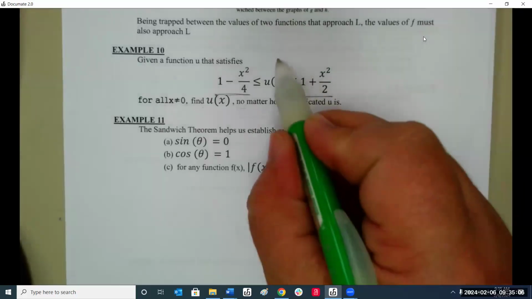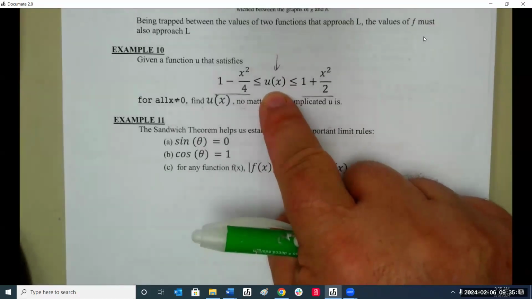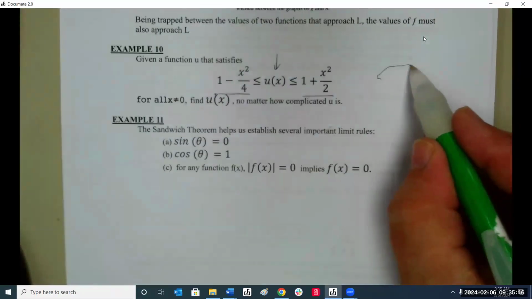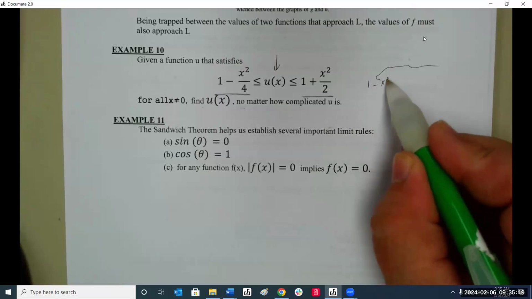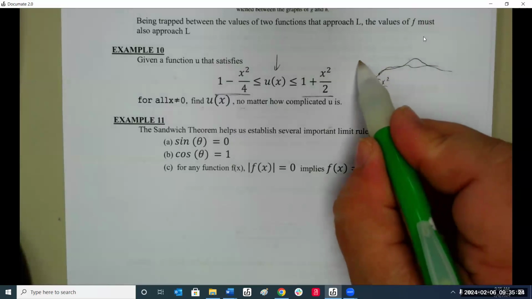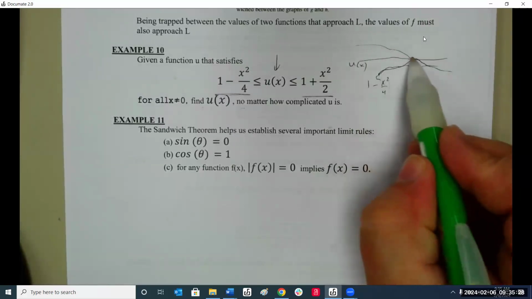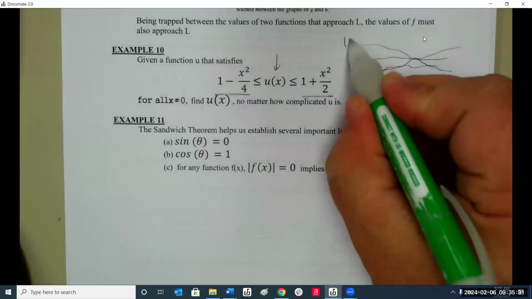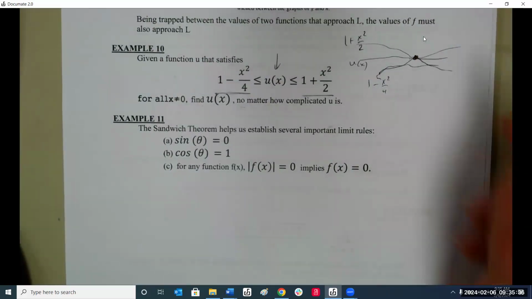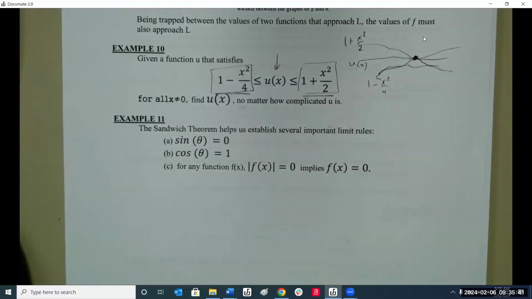Because wherever they overlap, this one, since it's between them, so you see the u function. We don't know what it is, any function, but it has to be larger than this one. So here's the bottom one, 1 minus x squared over 4. This is the u function, and this is the higher one. This is the 1 plus x squared over 2. What we do is look at what point are both of these functions equal. So let's look at that.